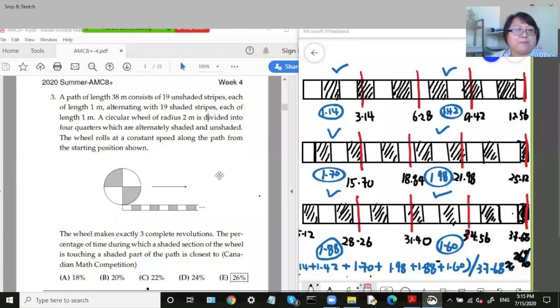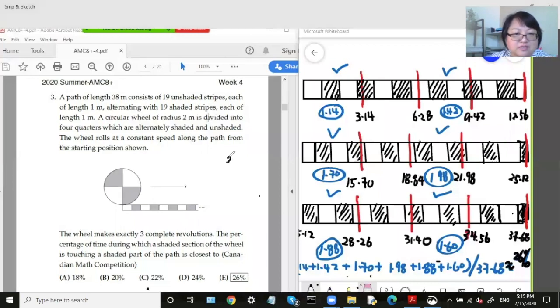Problem 3. A path of length 38 meters consists of 19 unshaded strips, each of length 1 meter, and 19 shaded strips, each of length 1 meter, just like this. So we have these strips, total is 38 meters.